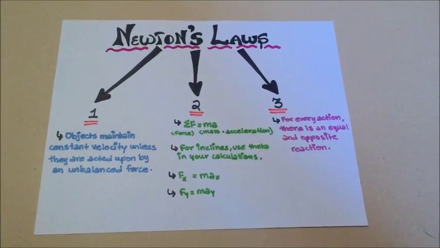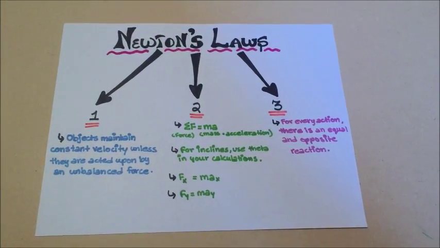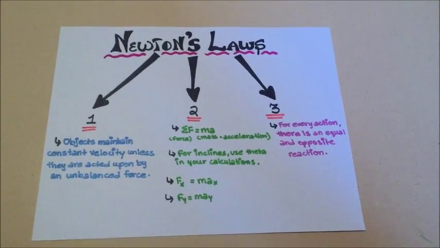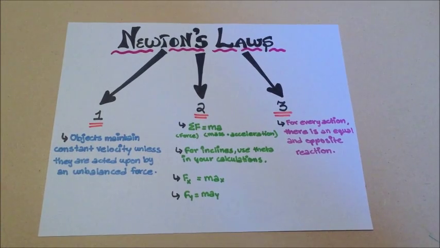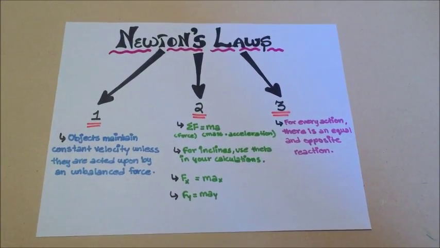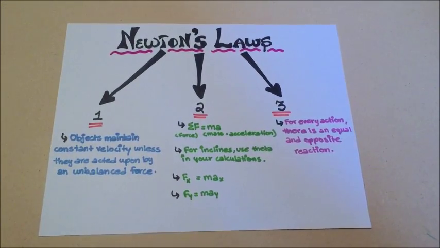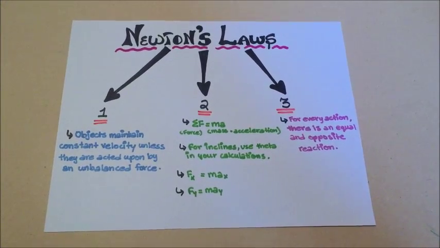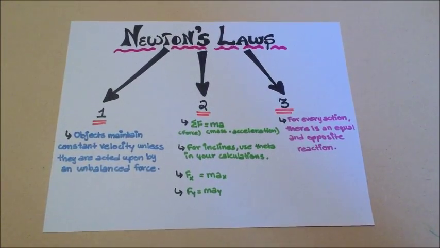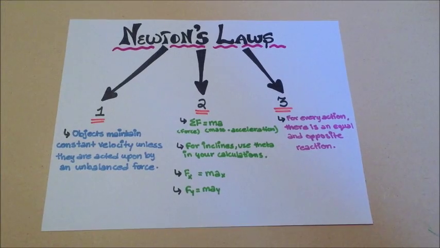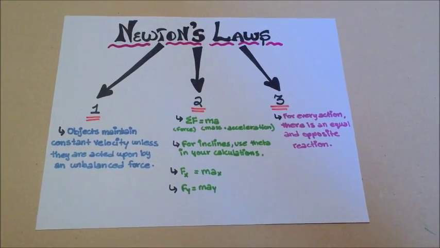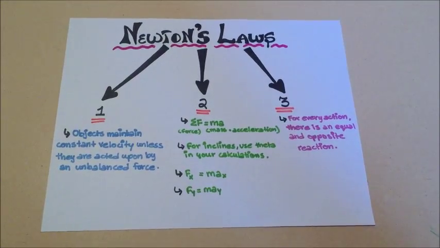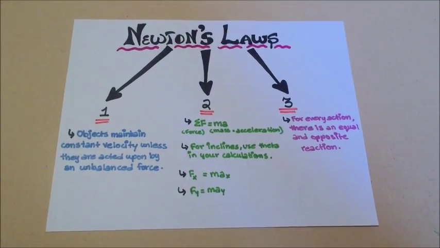The second law is F equals ma, which means force equals mass times acceleration. For inclines, use theta in your calculations. Make sure you separate the components of forces into 2 parts and solve for each component, such as F_x equals ma_x and F_y equals ma_y. The third law states that for every action, there is an equal and opposite reaction.